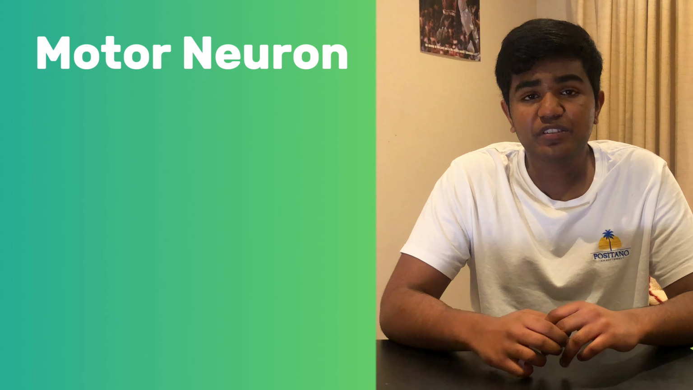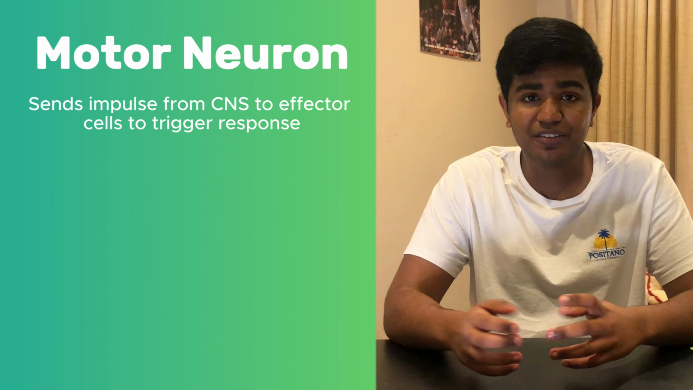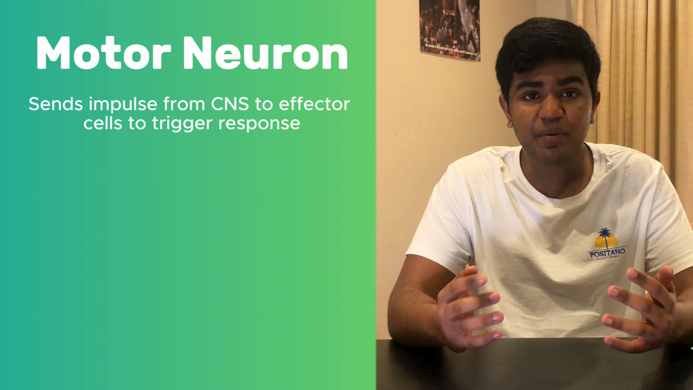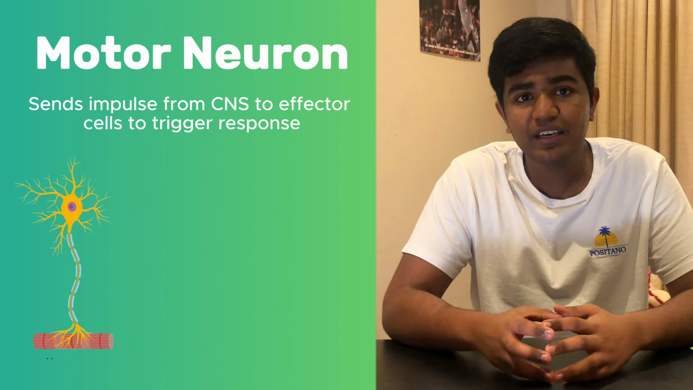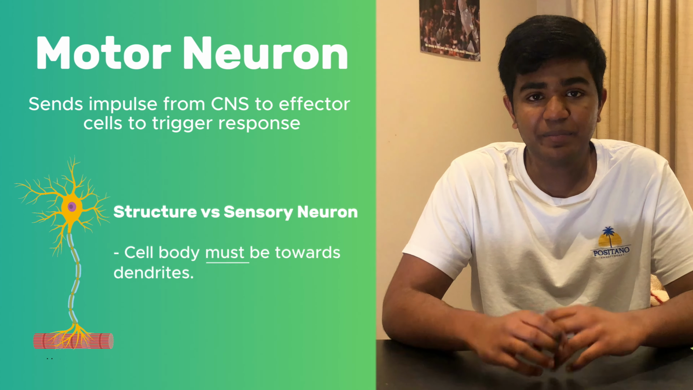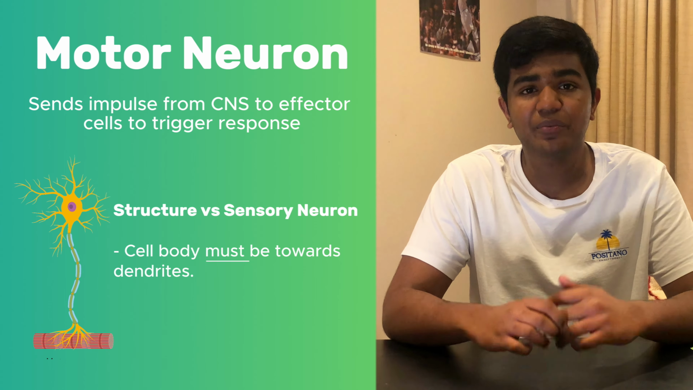The motor neuron is responsible for sending electrical impulses to the effector cells, which then trigger the appropriate biological response. Again, we can see that it has very similar components to the sensory neuron, except this time the cell body must be towards the start of the neuron where the dendrites are. Now throughout this explanation I've used words such as receptors and effectors, and I've actually made another video on them, so why don't you go check that out as soon as you're done with this video.